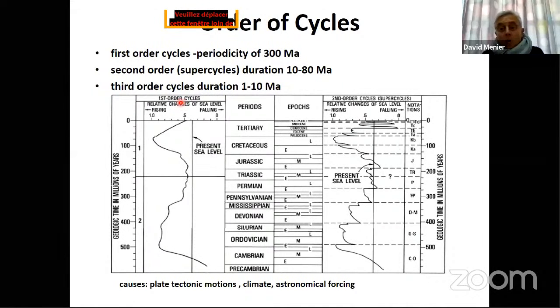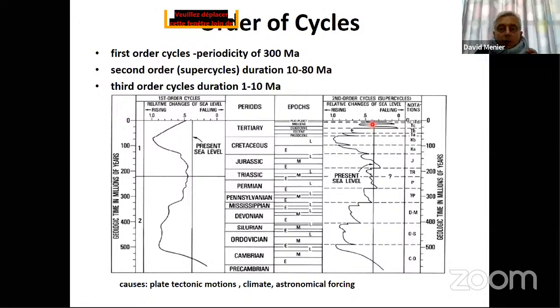When we go with more details, we can observe another type of cycle, second order. So the first one is around 300 million years. The second one is around 10 to 80 million years. So you see the fluctuations that you can observe from Paleozoic period to Mesozoic period to the Quaternary or Tertiary. Tertiary and Quaternary means Cenozoic period.